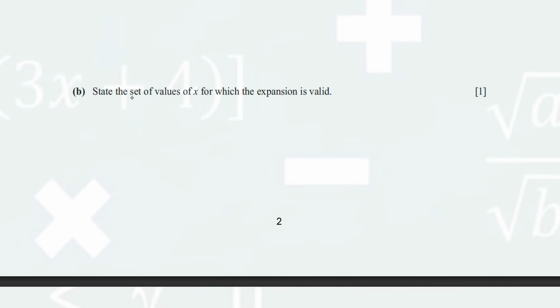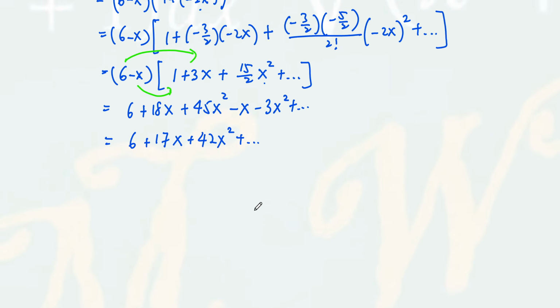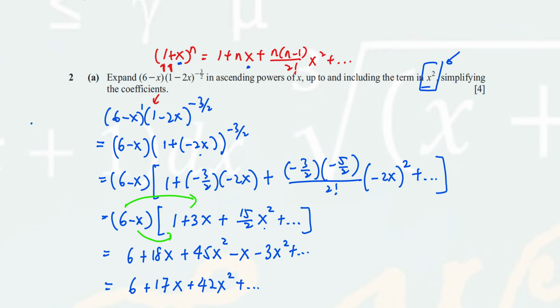Now B, state the set of values of x for which the expansion is valid. Okay, so for this expansion, the set of x values, go back to the notes. Since this is an expansion, just for information, this expansion is valid when, look at here, plus x, so when the modulus of x is less than 1.